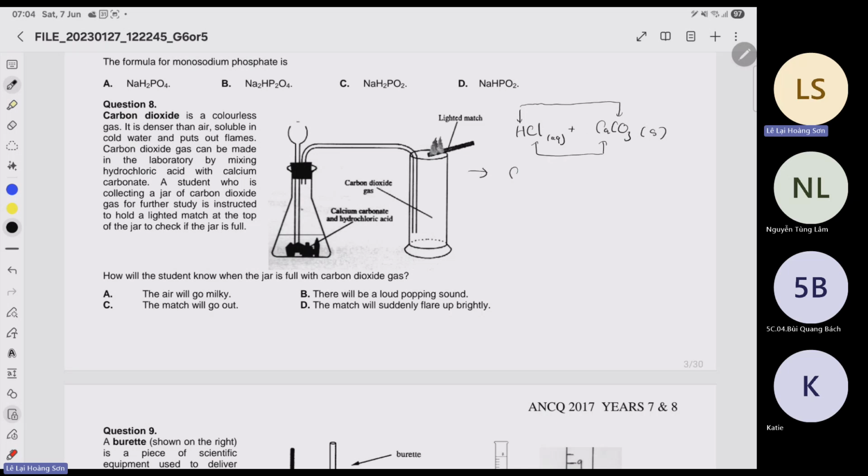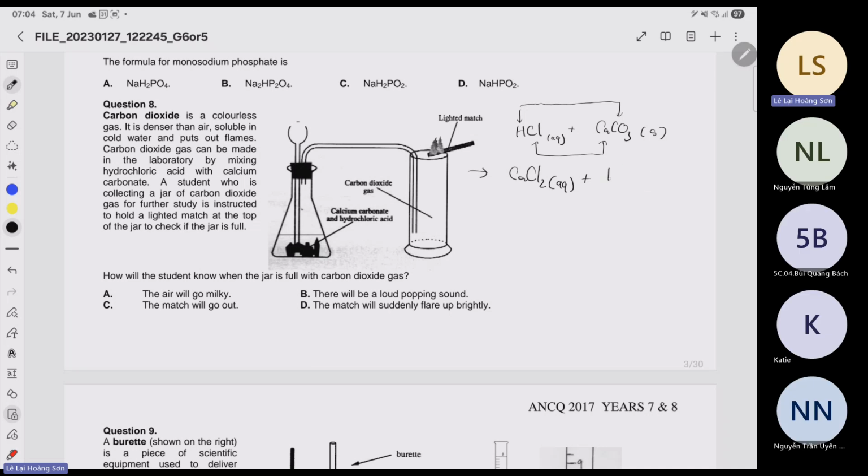So what we can collect is calcium chloride in the aqueous state, and H2CO3. All right, and H2CO3 is a very unstable compound. It can decompose into water and CO2. Okay, so this is the reaction that we have. We have a tube to deliver the carbon dioxide onto the other side. And here you put a lighted match. So remember that CO2 will not sustain the flame and therefore it will put out the fire.